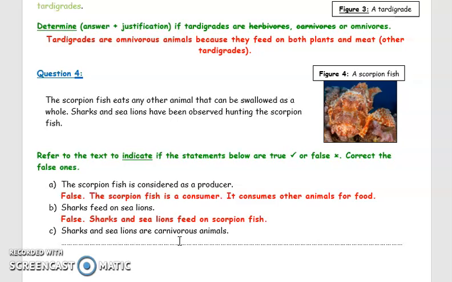Sharks and sea lions are carnivorous animals. Since sharks and sea lions feed on other fish, other animals, this means that they are carnivorous animals. This is true.